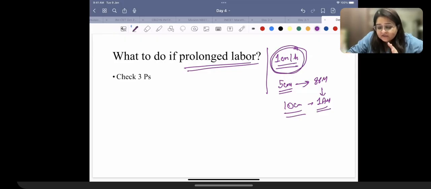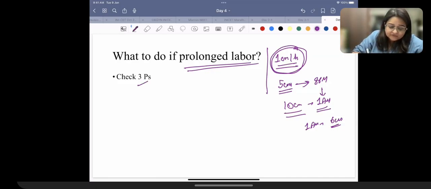So suppose my resident calls me at 1 o'clock and says ma'am, she is only 6 centimeters now. So that's not normal. That means the cervical dilatation has slowed down. It is not normal. So the patient has gone into prolonged labor. If the patient has gone into prolonged labor, what should I think of? I should think of 3 P's.